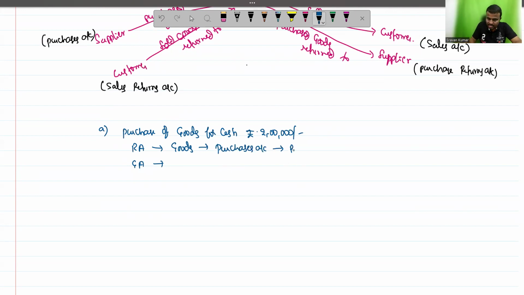purchases account. So goods is a real account. And what is the rule for real account? What comes in is debited and what goes out is credited. Here goods comes into the business, so that account is debited. And what is the giving aspect? Here the giving aspect is cash. Cash is a real account. As per the rule of real account, what comes in is debited and what goes out is credited. Here cash goes out of the business, so that is credited. So here we have to write the journal entry.